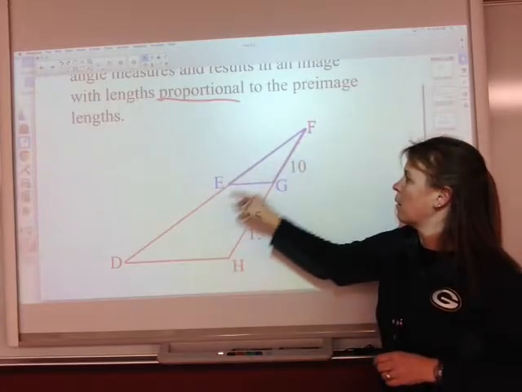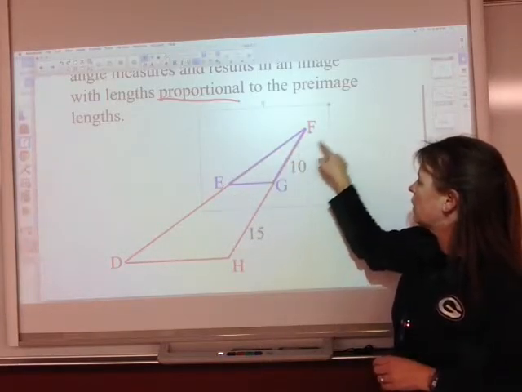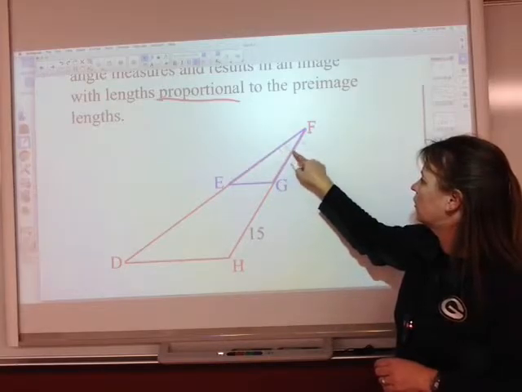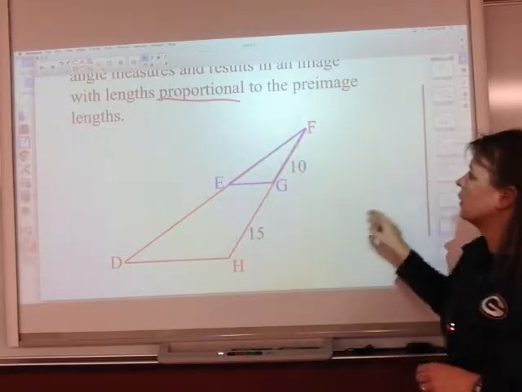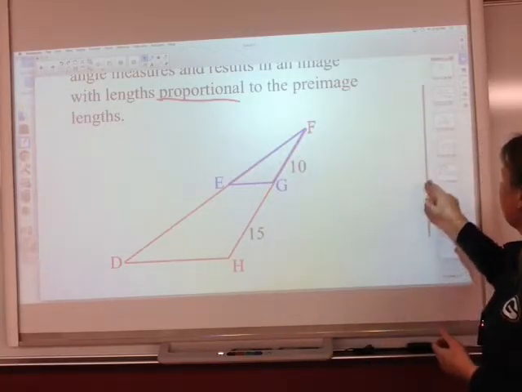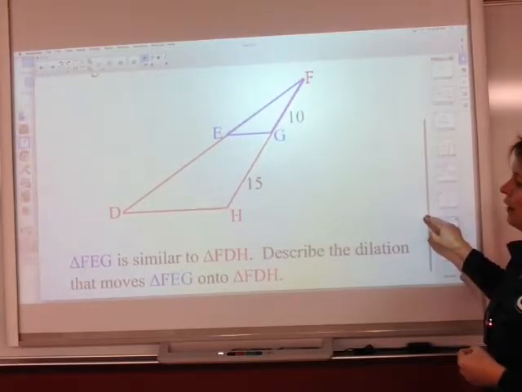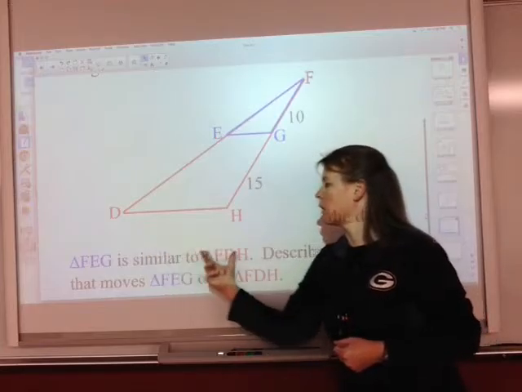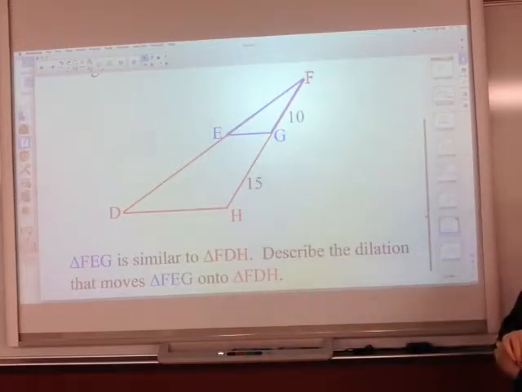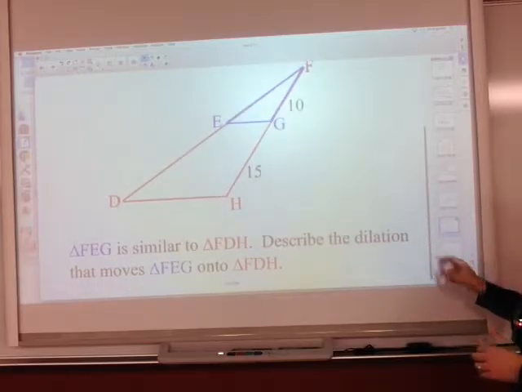The lengths are proportional. Looks like we don't know how many are going to fit in there. We'll see how many go in there. Triangle FEG is similar to triangle FDH. Careful of the order. The order has to match. Describe the dilation that moves triangle FEG onto triangle FDH.